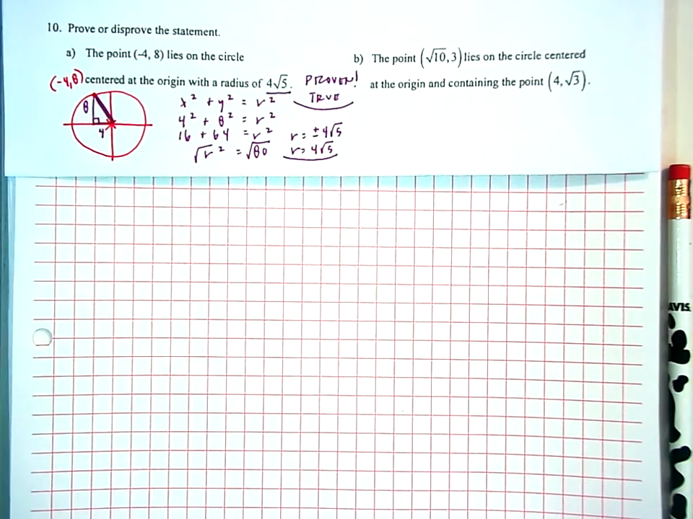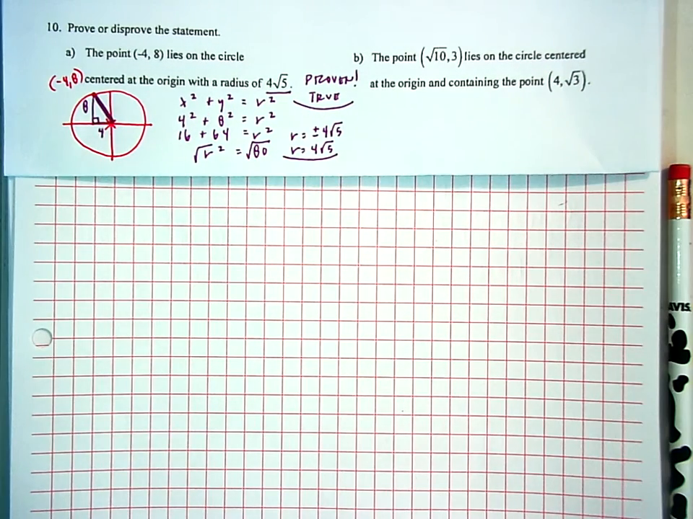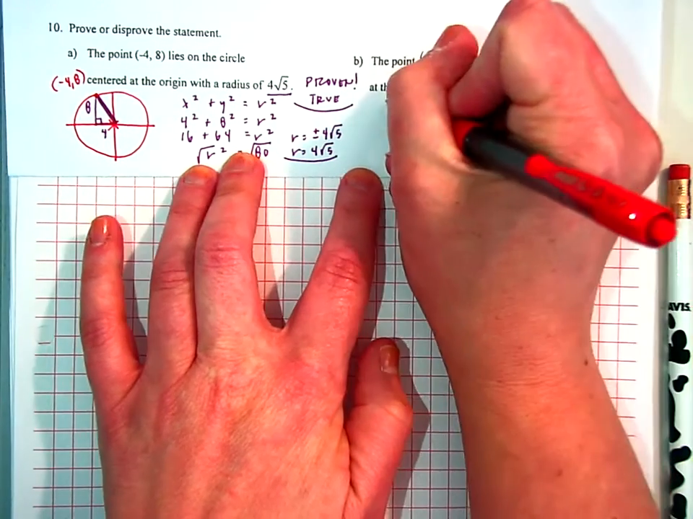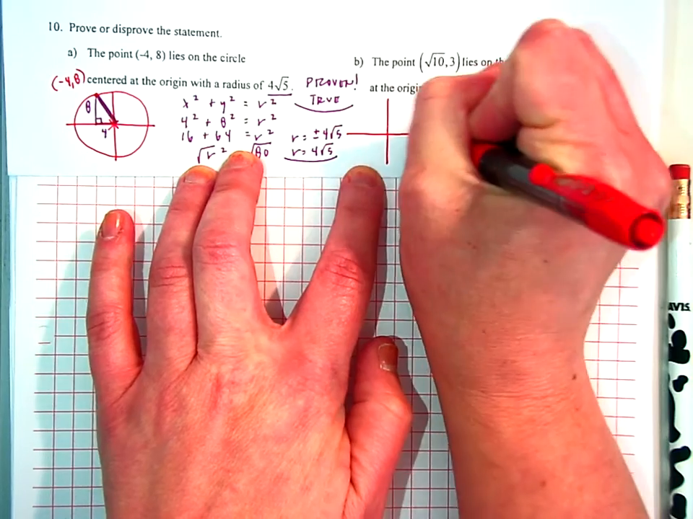Okay, and then for B, similar idea. Here it's telling us that the point (√10, 3) lies on the circle centered at the origin and contains the point (4, √3). Okay. All right, so (√10, 3) and (4, √3). So let's try the same strategy. Let's draw a little coordinate plane.